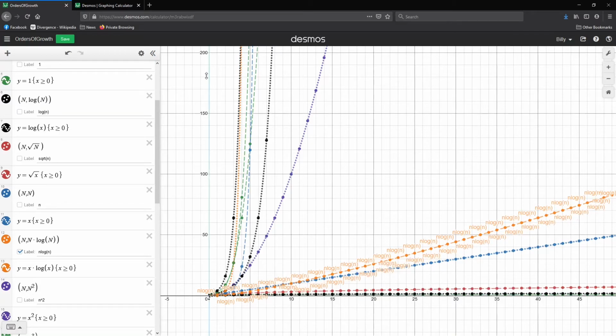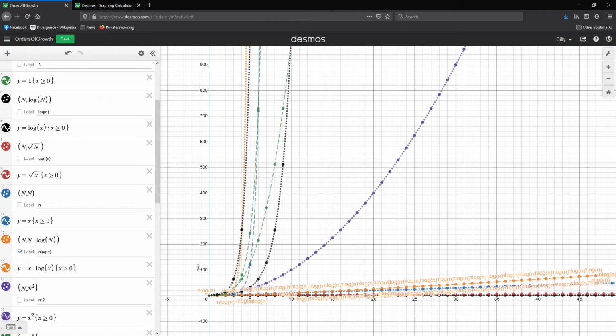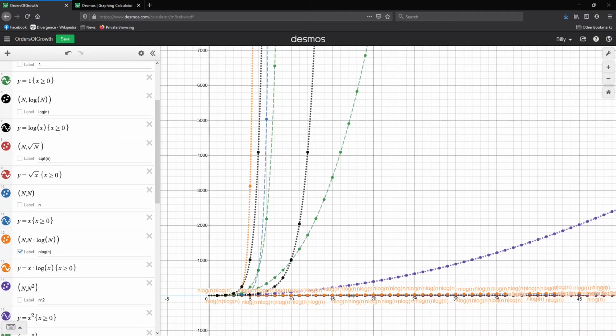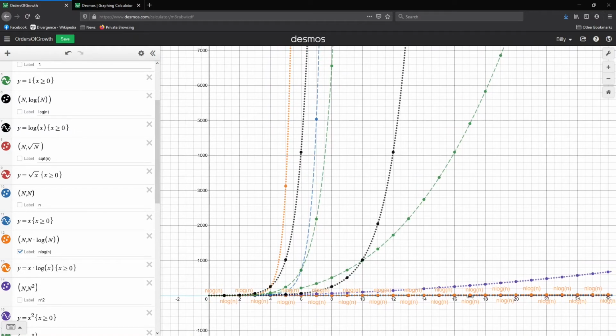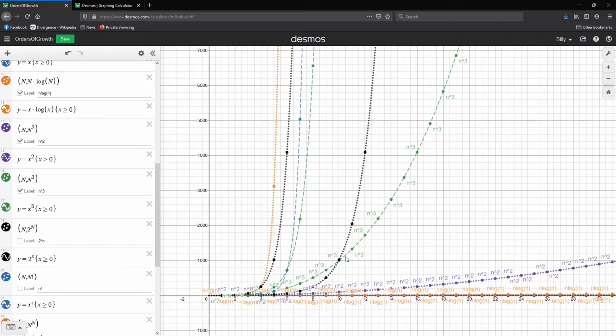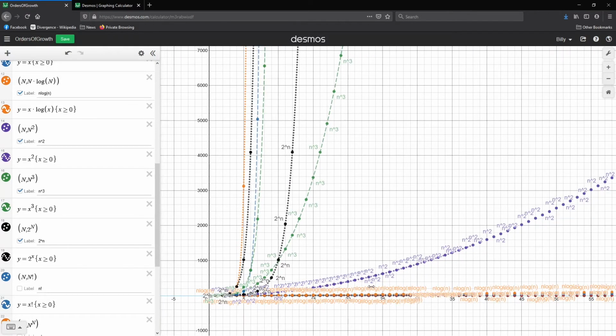Continuing this process, by stretching down our scale along the y-axis, we see that the function n times log n is eventually strictly bounded by the function n squared, which is eventually strictly bounded by the function n cubed, which is eventually, past n equals 10 here, strictly bounded above by the function 2 to the n. And no matter how far out we go, this still holds.